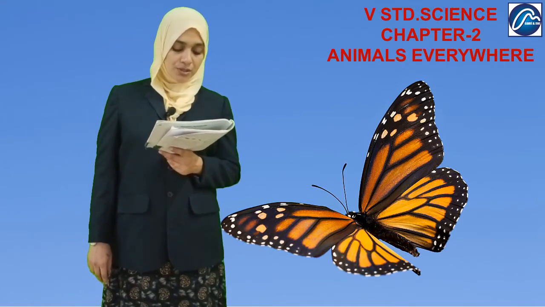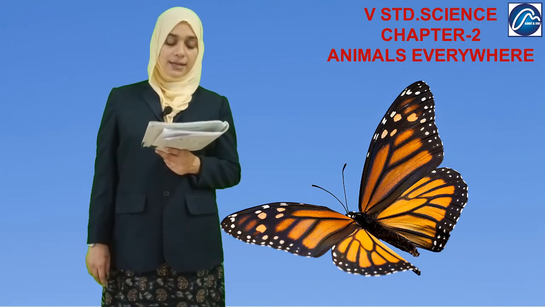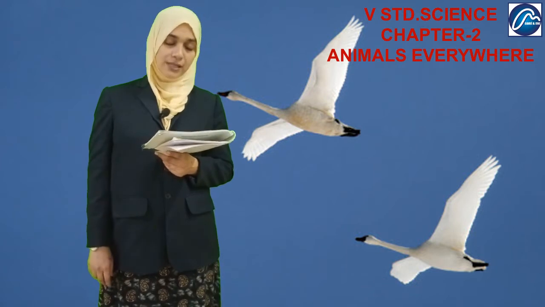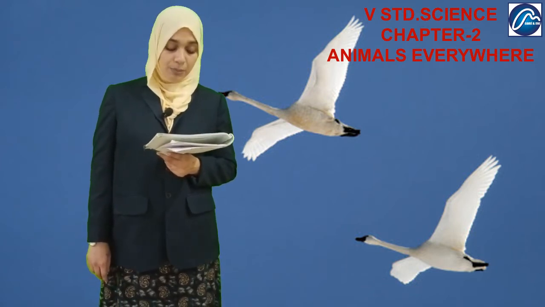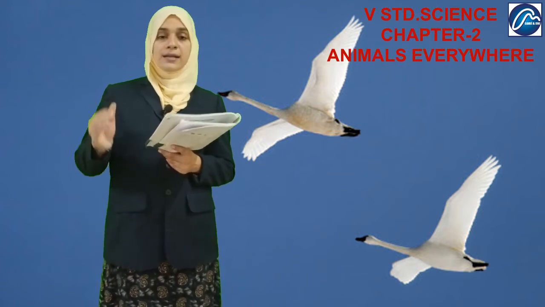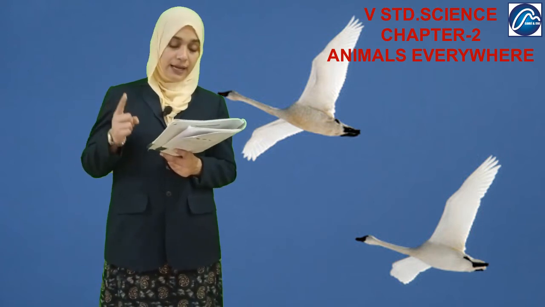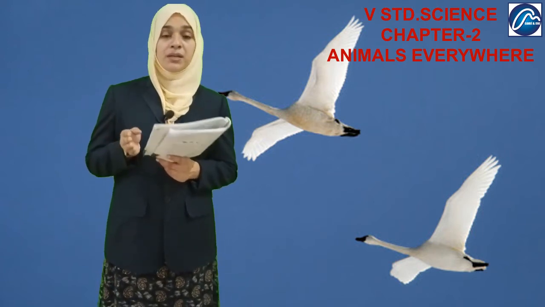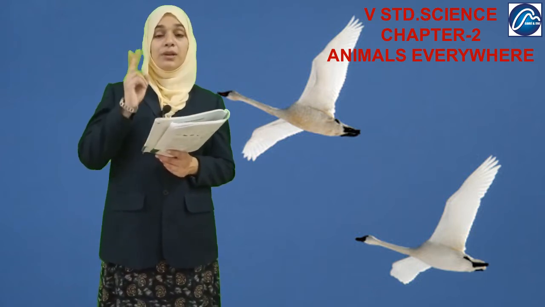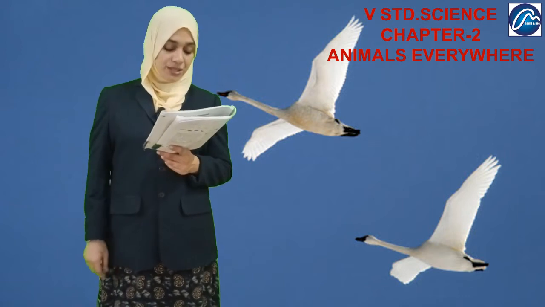Migration is the most common in birds. The Arctic tern travels a distance of 35,000 kilometers between the Arctic and the Antarctic twice a year. Arctic മുതൽ Antarctic വരെ Arctic tern എന്ന് പറഞ്ഞ bird 35,000 kilometers ഒരു കൊല്ലം 2 പ്രാവശ്യം അവർ ട്രാവൽ ചെയ്യുന്നു.